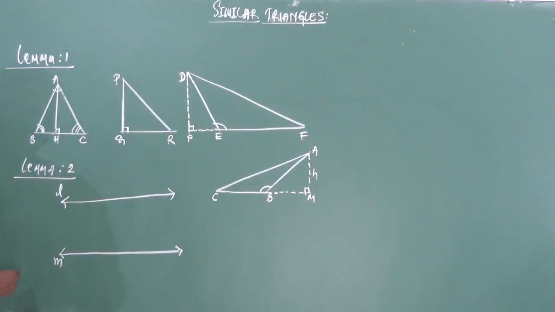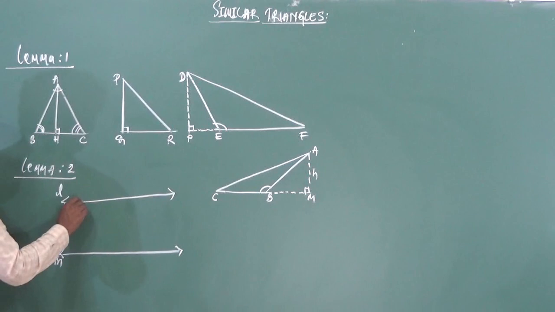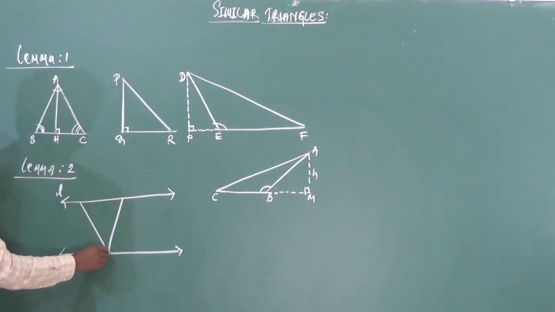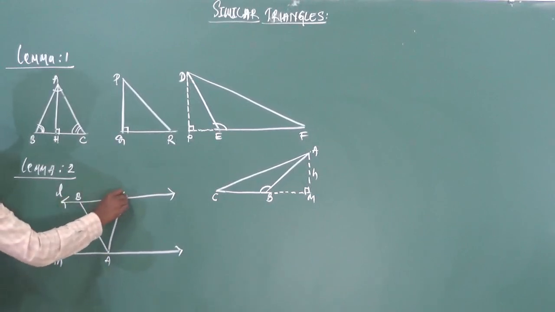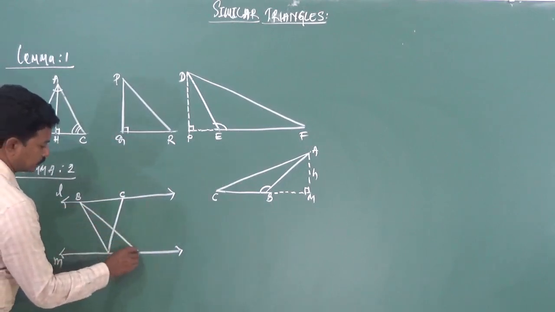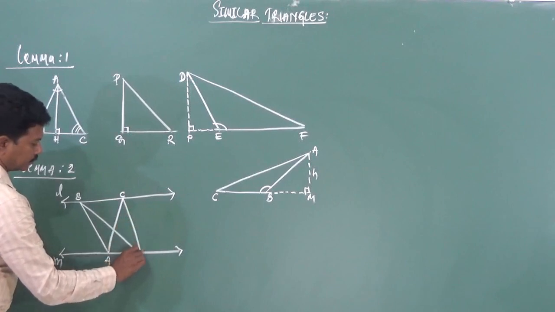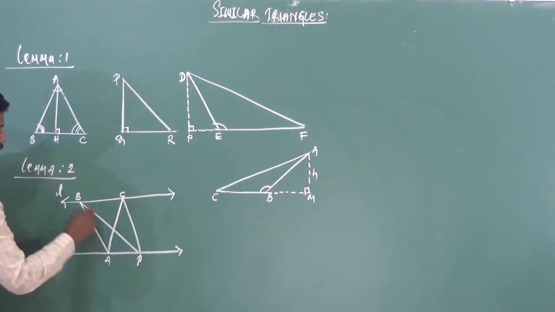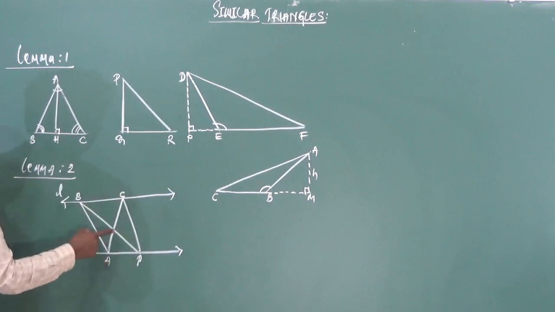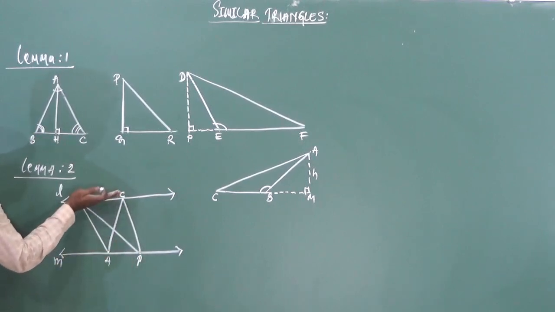So here I have a triangle in between the two parallel lines where the vertex of the triangle lies on one of the lines. I will take it as ABC, and I will draw another triangle. This is the triangle here. I will call it PBC. So triangle ABC and triangle PBC are on the same base BC.